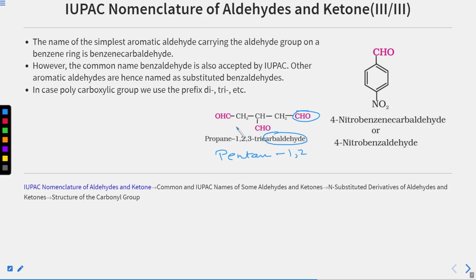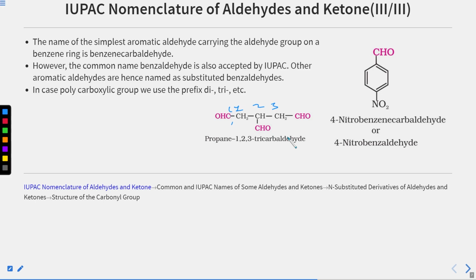1 3 5 trial. Okay, so it would look like this: pentane-1,3,5-trial. But since we have used this suffix, that is carbaldehyde, which is already containing one carbon in its name, we will name it in this way: 1 2 3. So at 1 2 3 we have carbaldehyde, so propane-1,2,3-tricarbaldehyde. So I would suggest that the previous one, that is including this carbon, is the more commonly used nomenclature. Clear? So this was the IUPAC nomenclature of aldehyde and ketone.